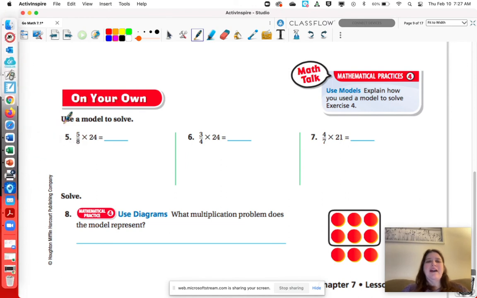We're going to come down here and do 5. Divide by the bottom, 24 divided by 8. Look on your charts if you need to. Hopefully you already found it, and it's 3. Multiply by the top, 3 times 5, and the answer is 15.